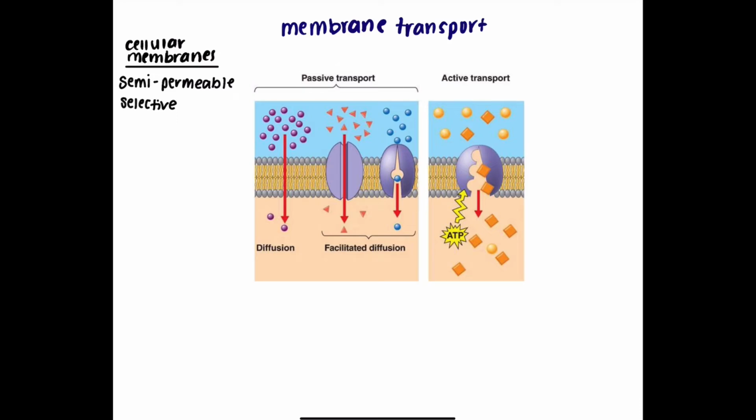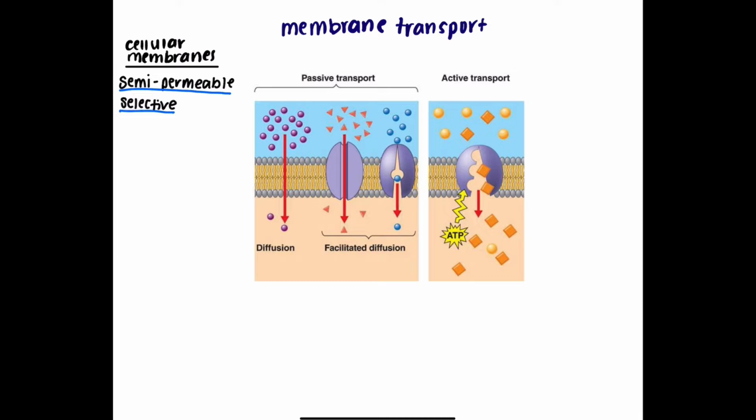So today's video is about membrane transport. The first thing we need to look at is cellular membranes. They possess two key qualities. The first one is that they are indeed semi-permeable, and therefore they are only permeable to certain materials. They're also selective, which means that there are several membrane proteins that can regulate the passage of material across the membrane. Now, there are two methods of transport.